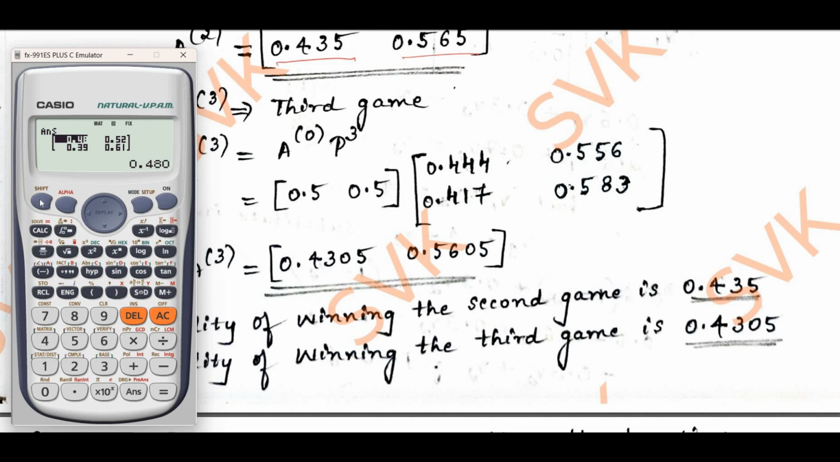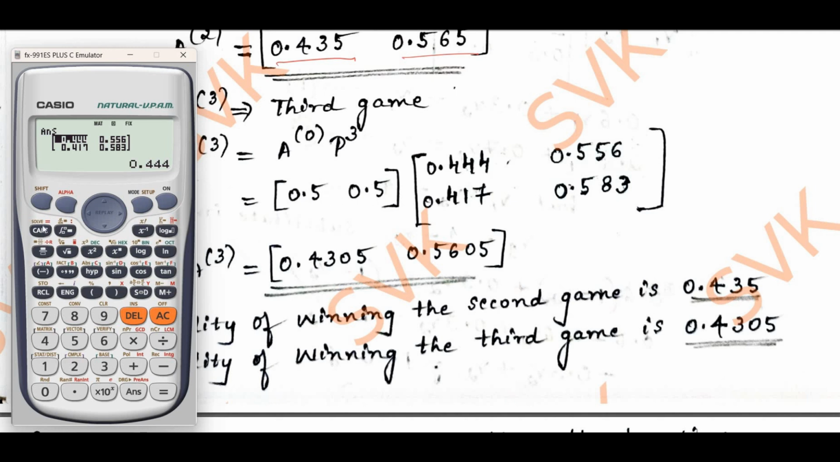For this, just multiply, shift 4, mat answer, whatever we have got already, mat answer multiplied with mat A, as it will be P cubed. You can note down those values: 0.444, 0.556, 0.417, 0.583. This is the value I have got, and I am multiplying with matrix A.